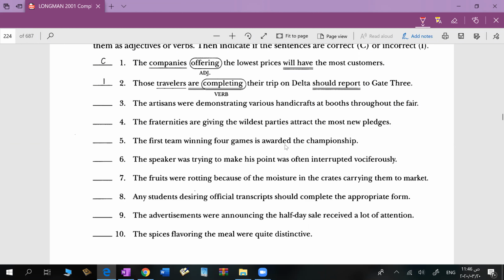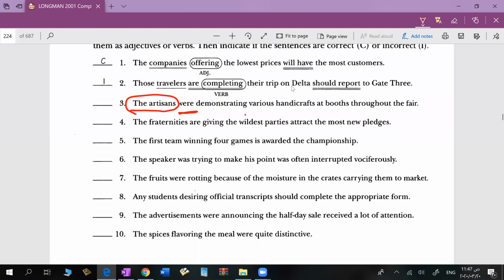Okay, that's it. The companies offering the lowest prices will have... we have here a perfect example of a relative clause, I'm sorry, of a present participle. And the later one, those travelers are, so we have here a subject and a verb, completing their trips, should. Also, we have here two verbs, okay? The artisans were demonstrating various handicrafts at booth throughout the fair. So we have here a subject and a verb. Do you think this is correct or incorrect?